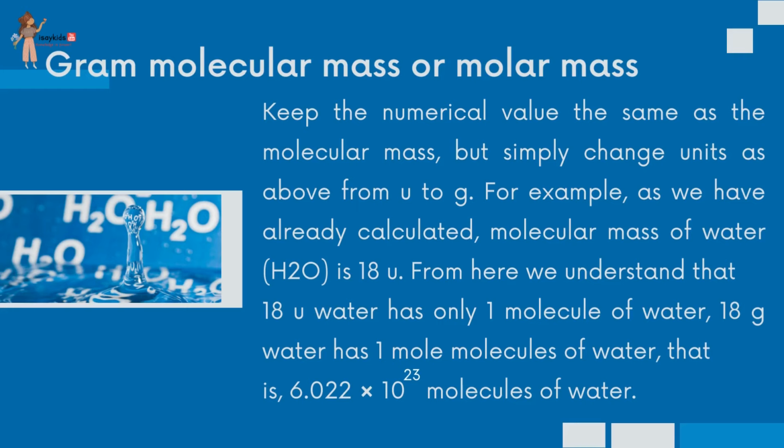To find the gram molecular mass or molar mass of a molecule, we keep the numerical value the same as the molecular mass, but simply change units from u to g. For example, as we have already calculated, the molecular mass of water is 18 u. From here, we understand that 18 u water has only one molecule of water. 18 g water has 1 mole of molecules of water, that is 6.022 × 10^23 molecules of water.